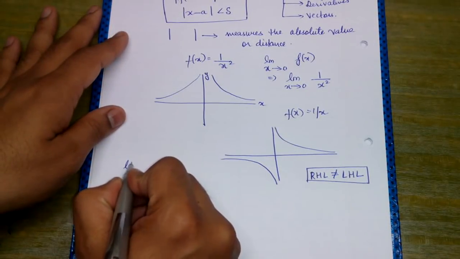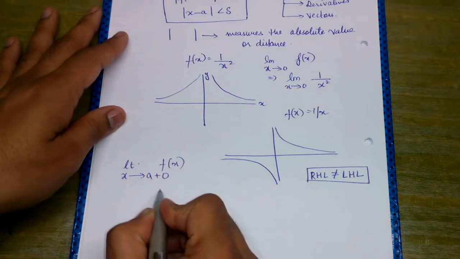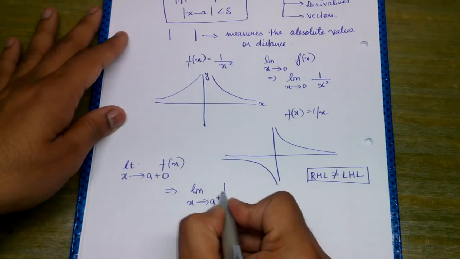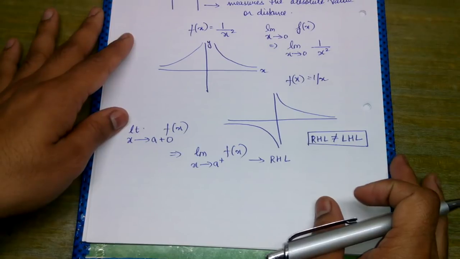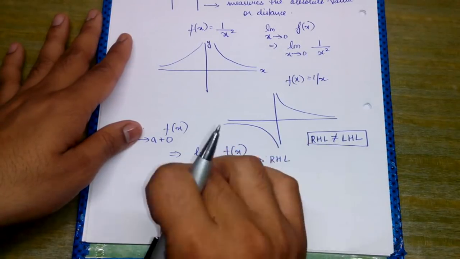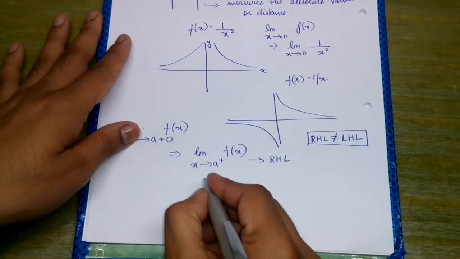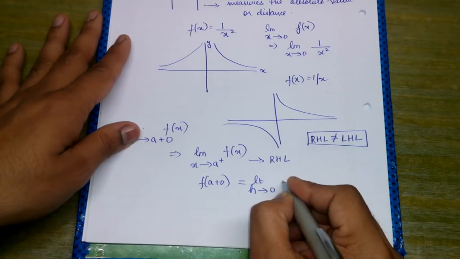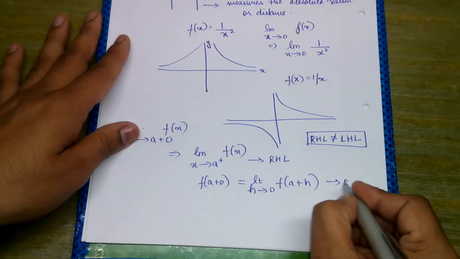For the right hand side limit, what we write is limit x tends to a plus 0 of f(x), which simply becomes limit x tends to a plus of f(x). This represents the right hand side limit of the function. And what is the working rule? The working rule states that instead of a, we have to place a plus h, and we make h approach 0. So f(a plus 0) simply becomes limit h tends to 0 of f(a plus h). So this was about the right side.